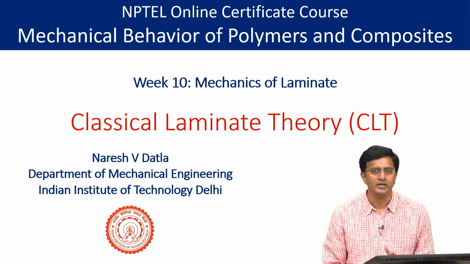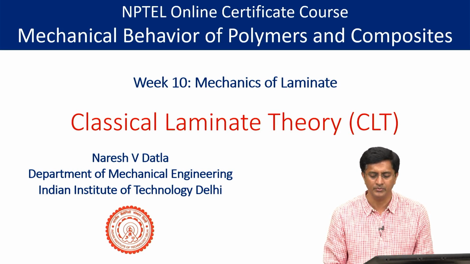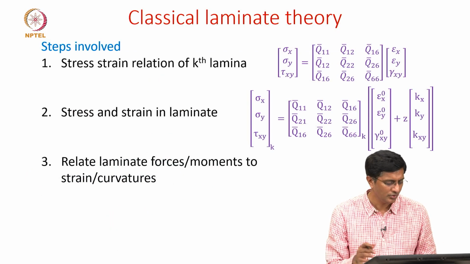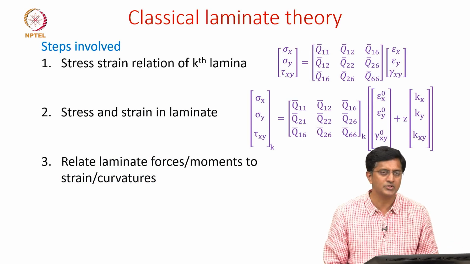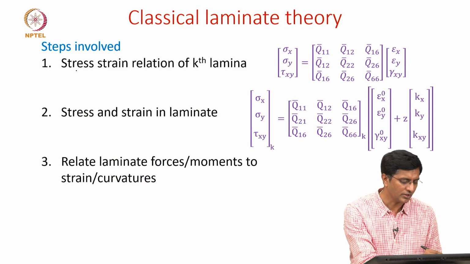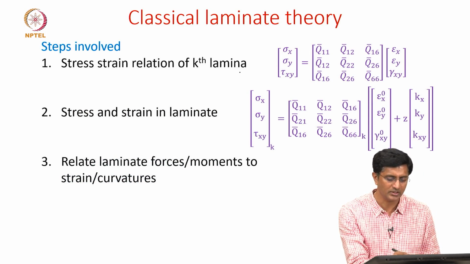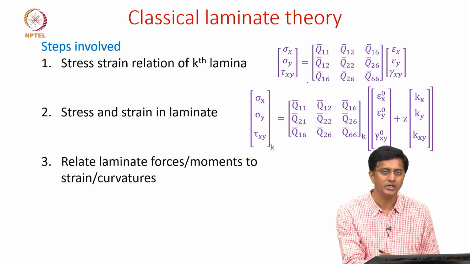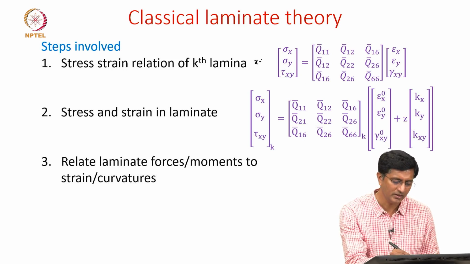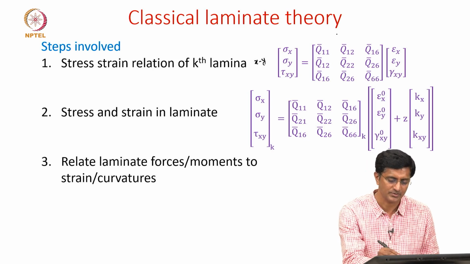Welcome back. In this video, we'll continue upon this classical laminate theory that we have been discussing in the previous video. So in the previous video, we have looked at the two steps involved in the classical laminate theory. Meaning, first we started with the relation between the stress and strain for the kth layer. That we have shown in the body coordinates x and y using this transformed stiffness matrix Q dash.